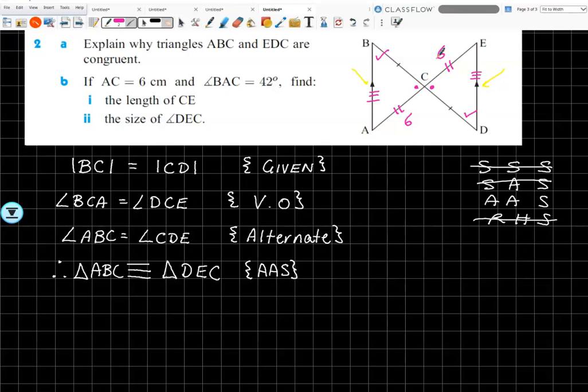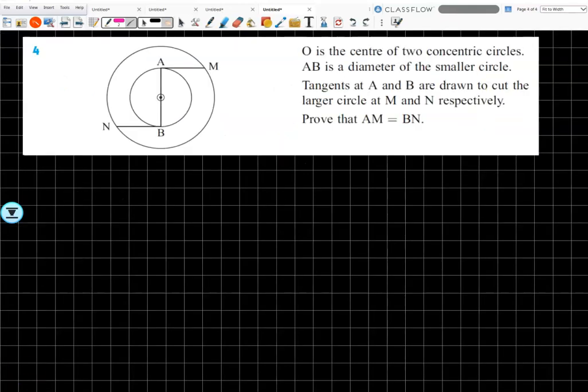What's the size of angle DEC? So these aren't just congruent. DEC will equal angle BAC, which equals 42. Get something around. I do want to get to the laser cutter. We should make some circle things.